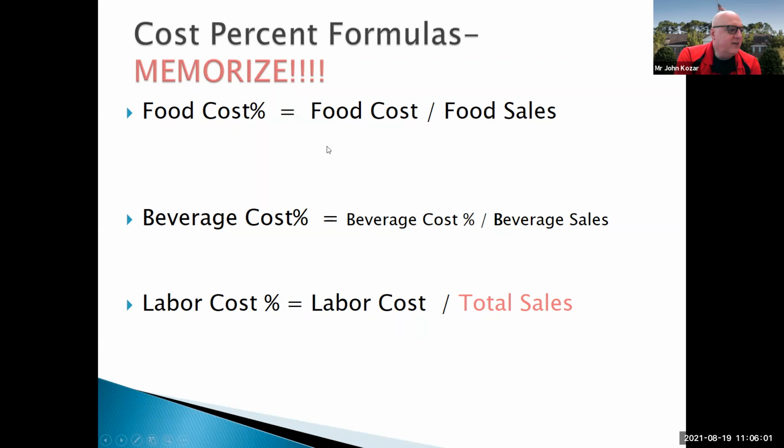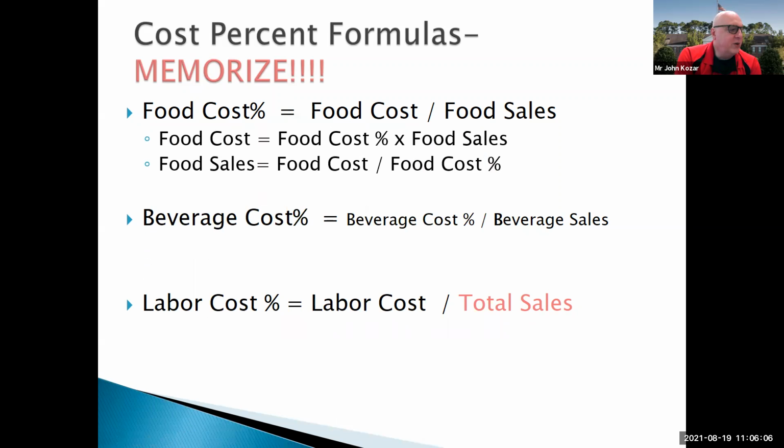And then we have variations on these formulas. So let's say we want to calculate food sales, which would be a menu price. We would take our food cost and divide it by the food cost percent that we would like to have. So if we wanted a food cost percent of 25%, that's the number that would go here. And then we'd calculate how much our recipe costs divided by 25%, and then that would become our menu price.